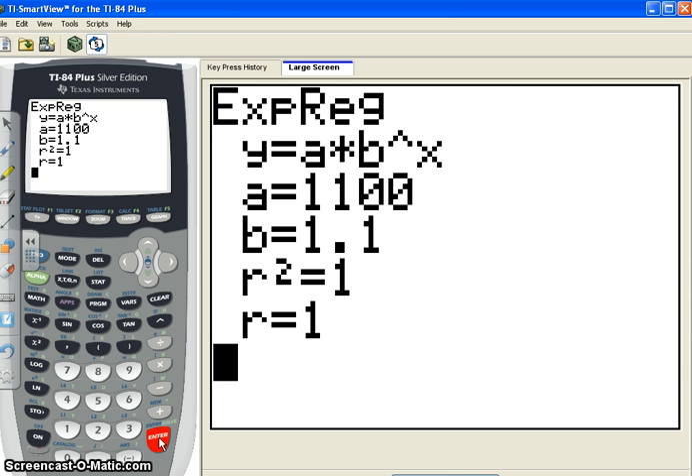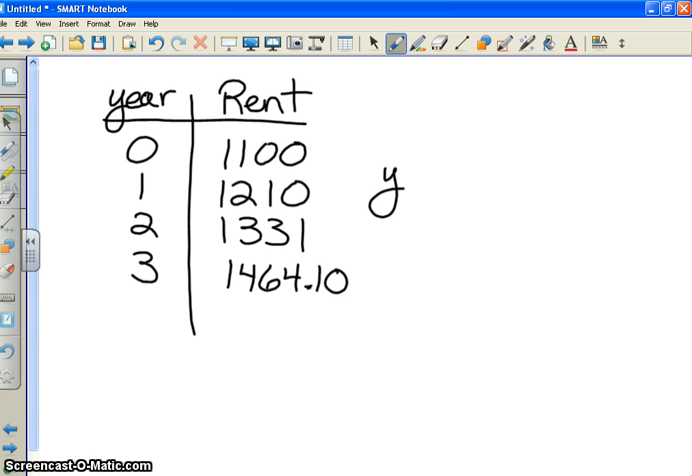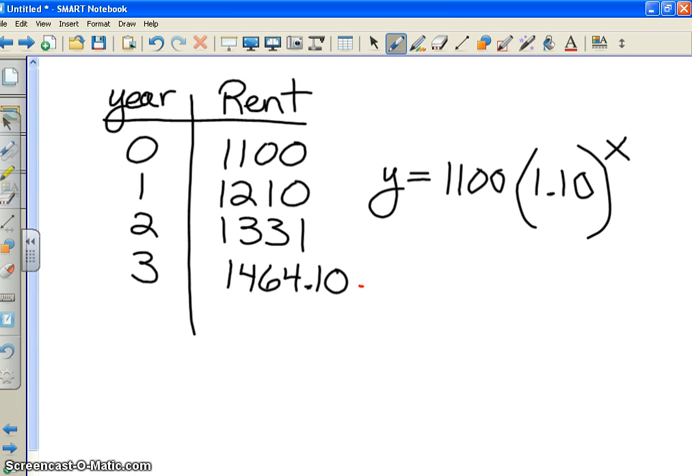So our equation is 1100 times 1.1 to the x power. And that should make sense because our starting amount was 1100. I said our rate of growth, it was going to grow 10% each year, so that'd be 100% plus an extra 10%, which is 110% to the x power. And one last check, if you were to do 1464.10 divided by 1331, it will give you 1.1 as our rate of growth.